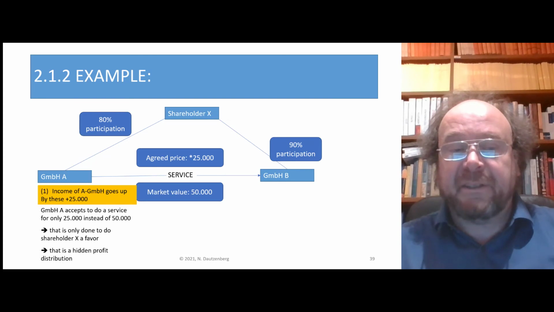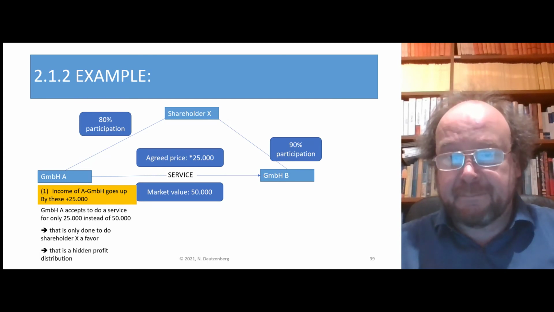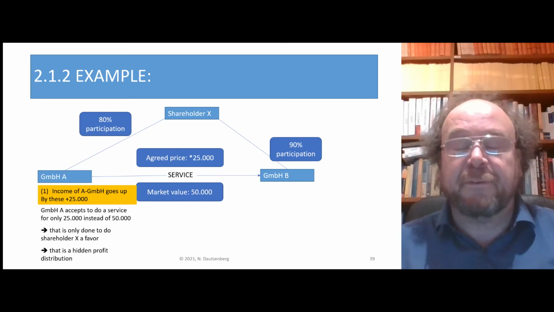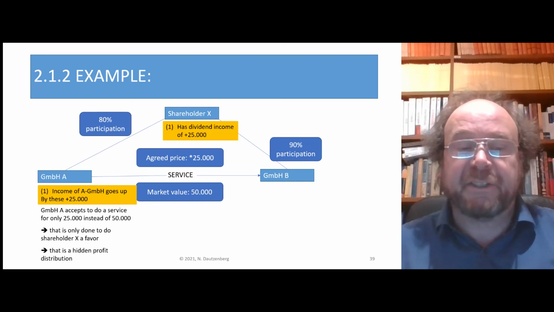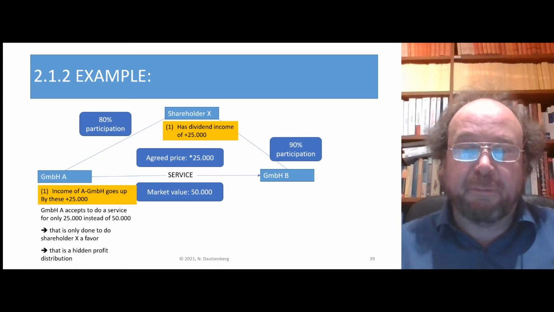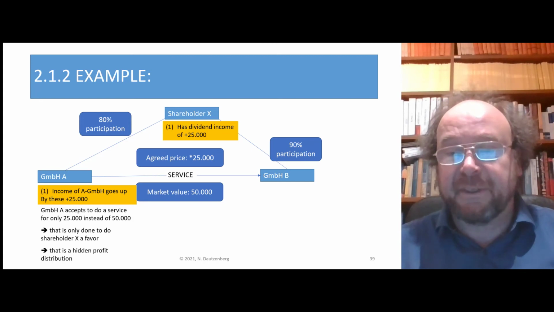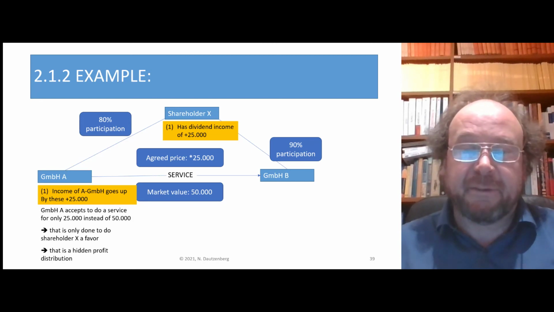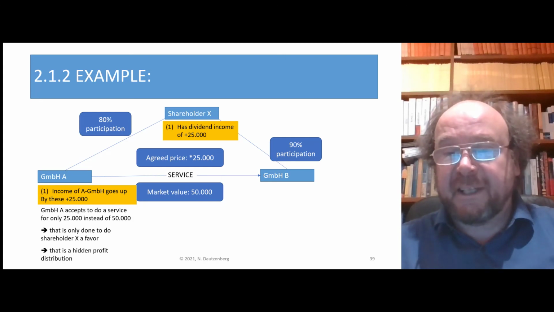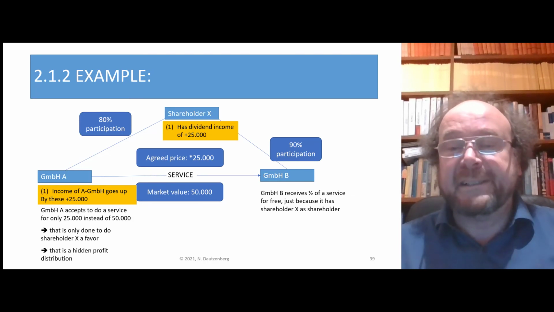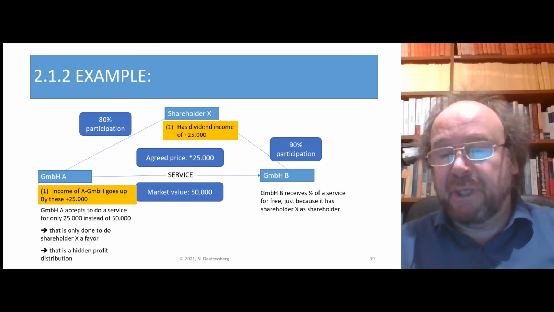That means the money goes to shareholder X in our imagination. He gets half of that service for free from the GmbH. So GmbH A is treated as if they had earned the full market price and passed on 25,000 to the shareholder. Shareholder receives a dividend income of 25,000. Now in the next step, the shareholder passes on the received advantage, that is half of a service for free, to its GmbH B.